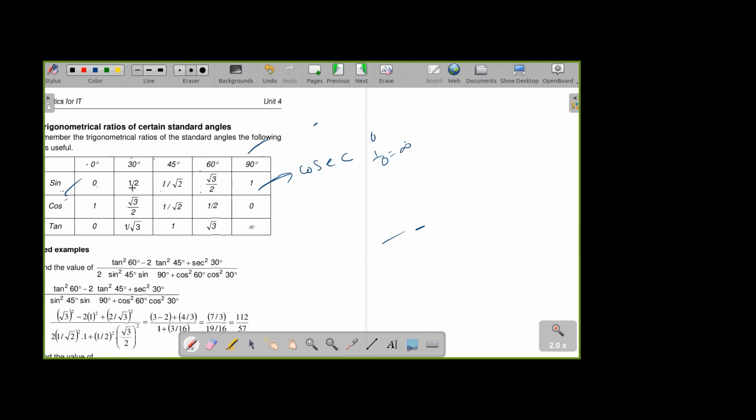For 30 degree, it will be 2. For 45 degree, it will be root 2. For 60 degree, it will be the reciprocal, that is 2 by root 3. And for 90 degree, 1 by 1, that is 1. So just like that, we can do cosec also, just reverse the sine term. For cot also, just reverse the tan term.